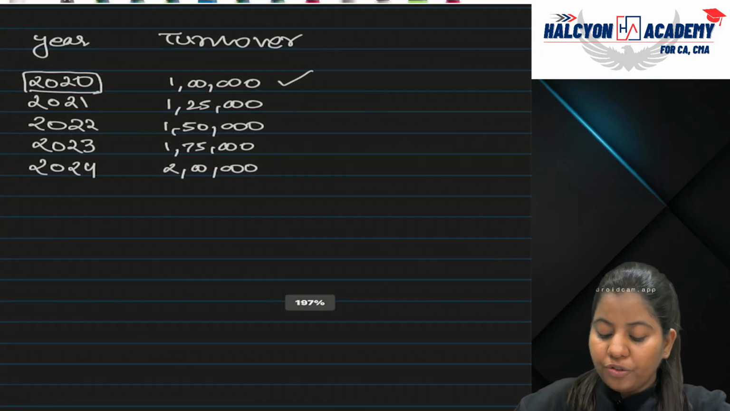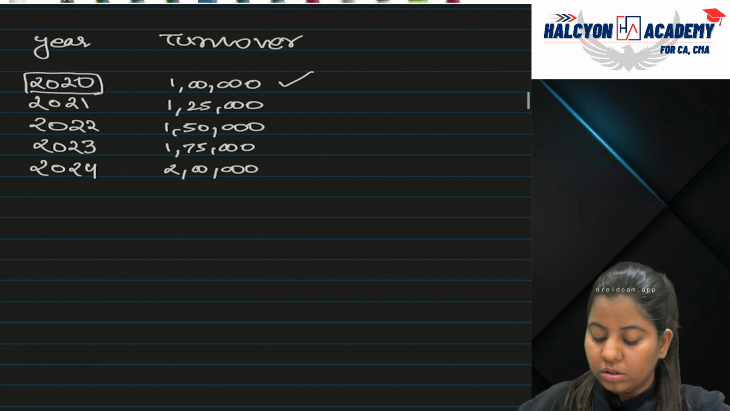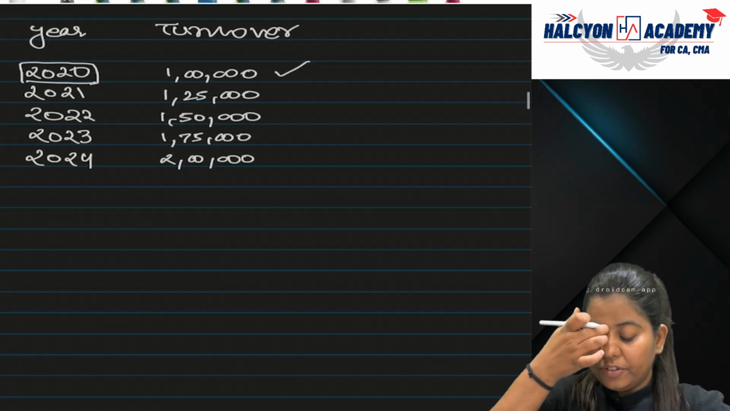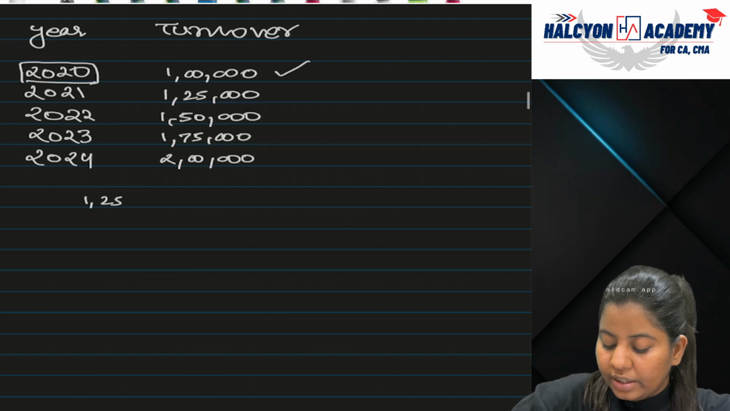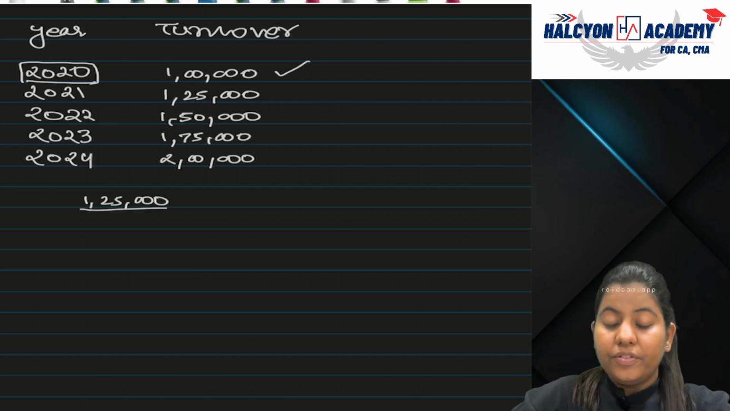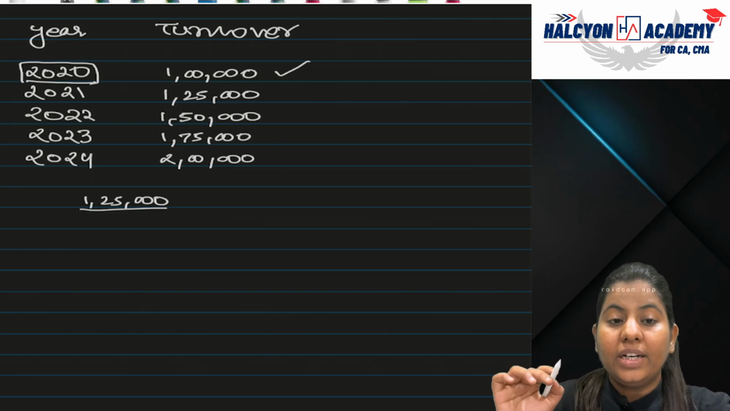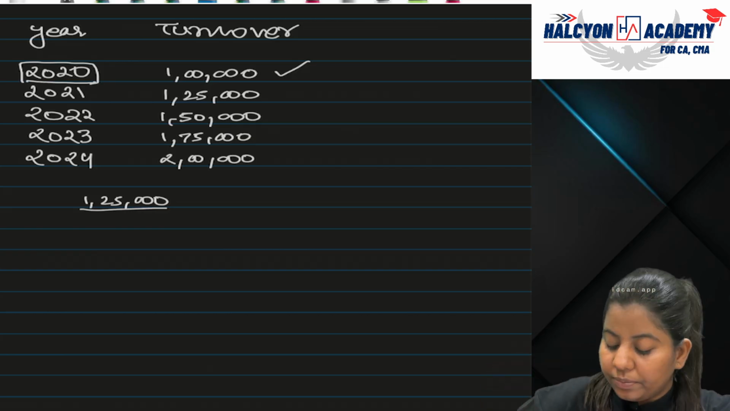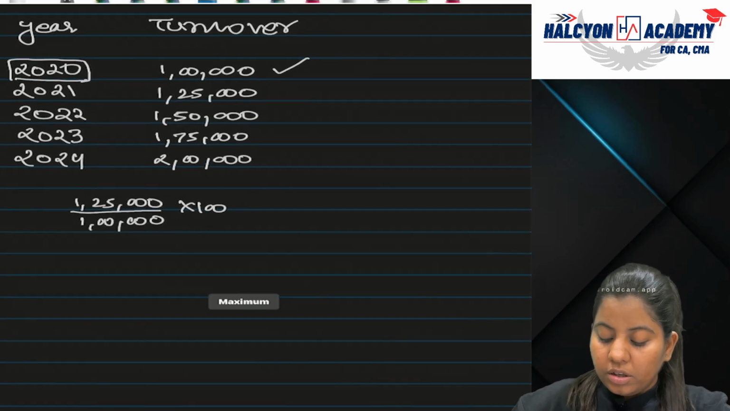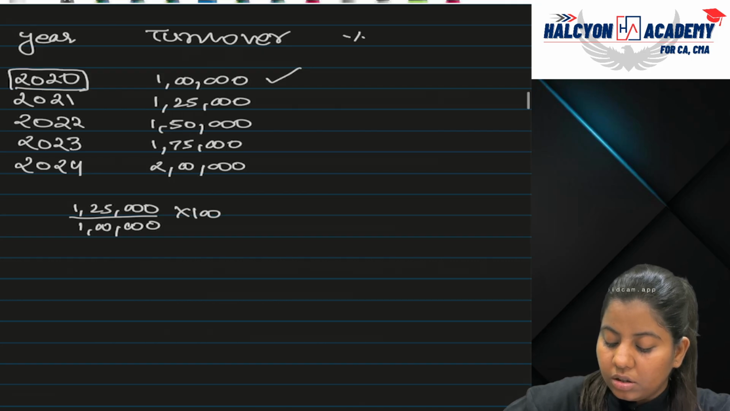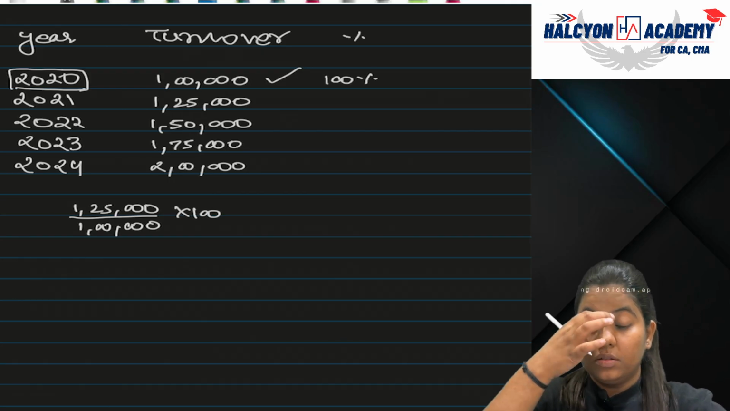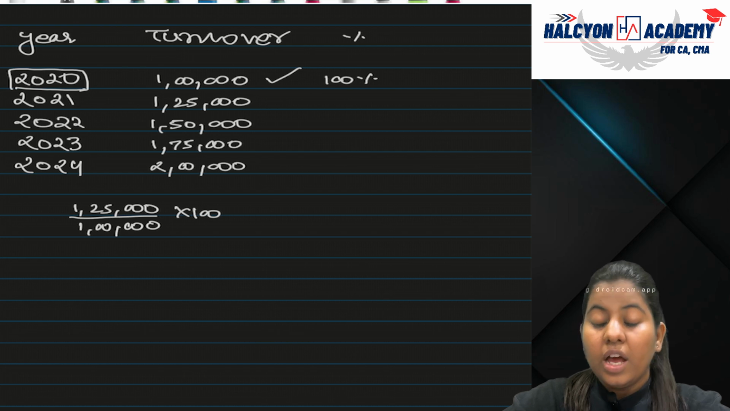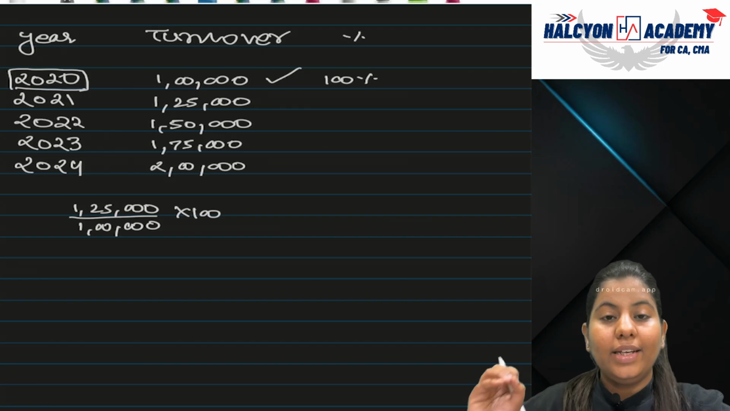So if we want to find out the growth, how will we find out? First, for 2021, 1,25,000 divided by, we will take 1 lakh as base because 2020 is the base year. So we will take the amount of 2020 only. So 1 lakh into 100. First of all, take 100% for 2020. I told you whatever base is taken, it is always 100%.